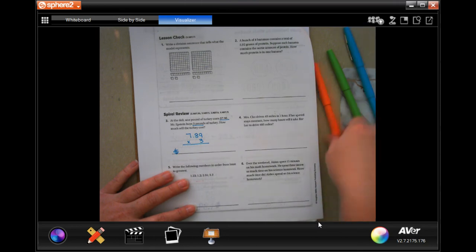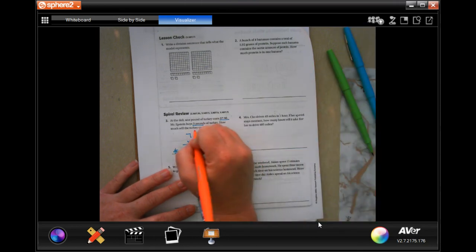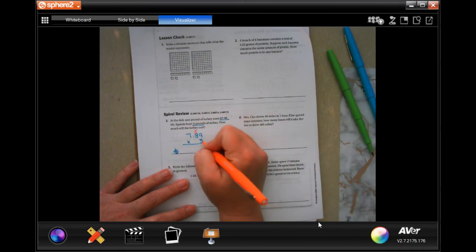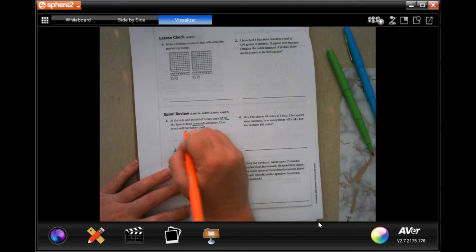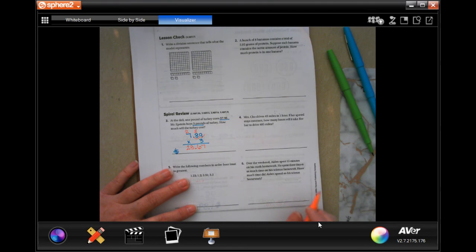So 3 times 9, 27, carry my 2. 3 times 8, 24, plus 2, 26, carry the 2. 3 times 7, 21, plus 2, 23. Go in 2 places for my decimal, $23.94.